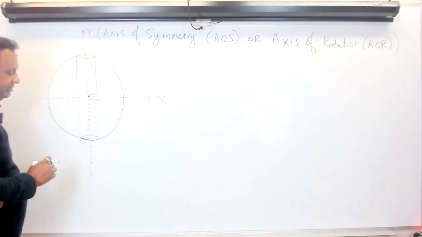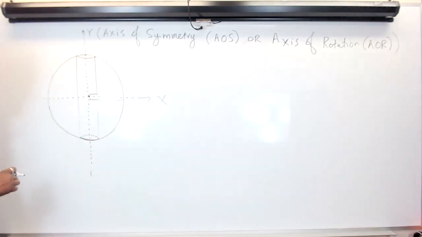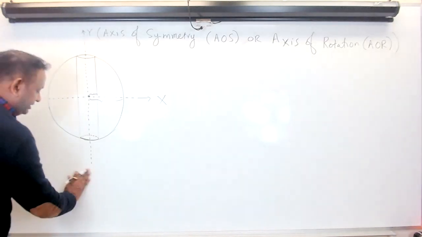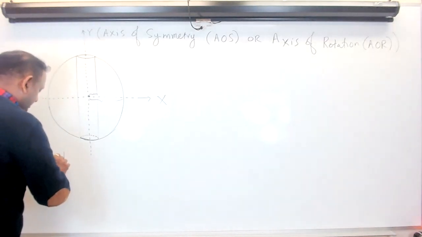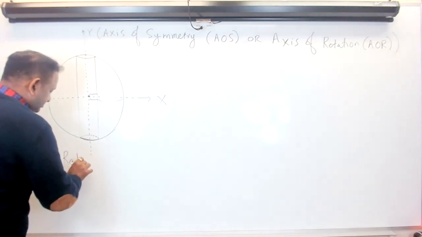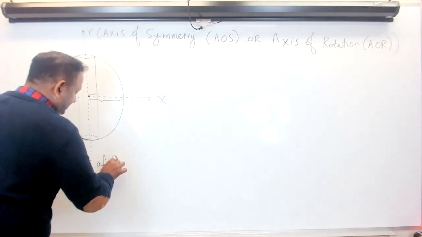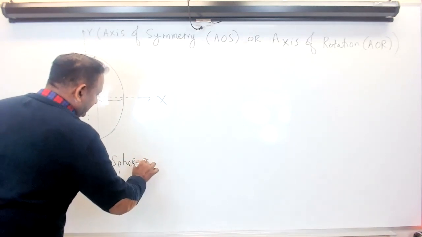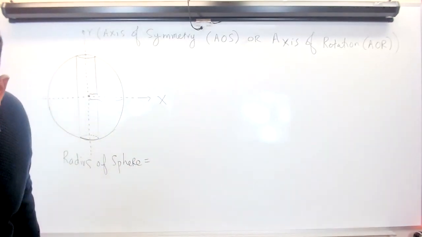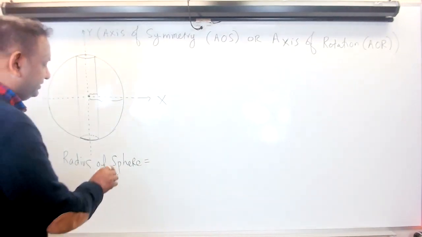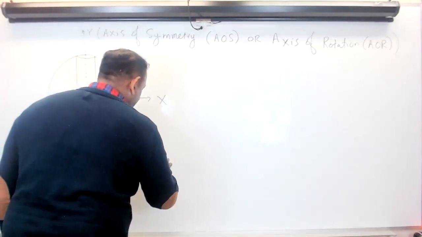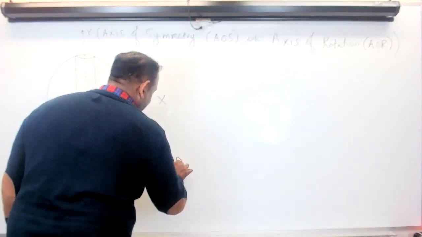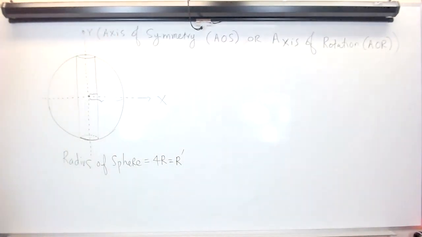For our convenience, I'm going to write something here. Radius of the sphere, the way they have given, is 4 times capital R. Since it is 4 times capital R, I'm going to use a different letter, R prime, to indicate the sphere. Don't use R, because R has already been utilized for this structure. This is a little bit tricky question.